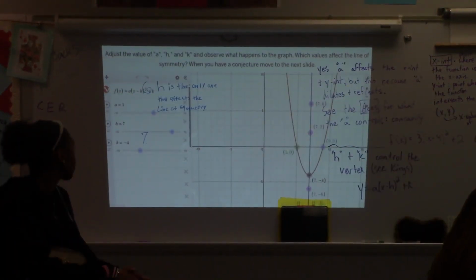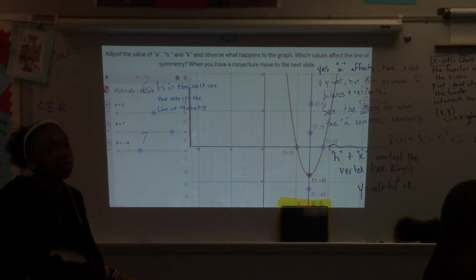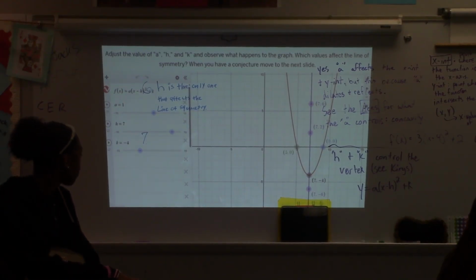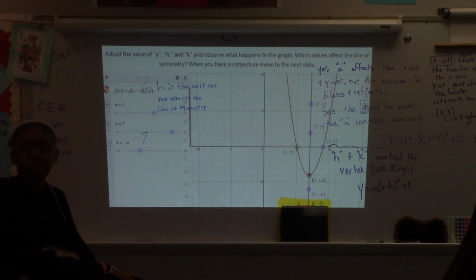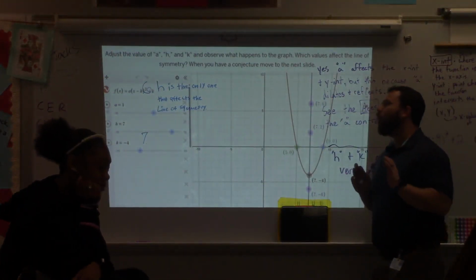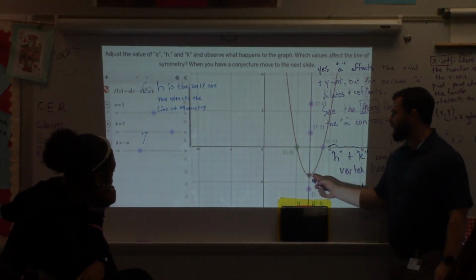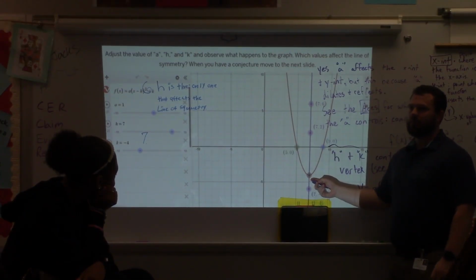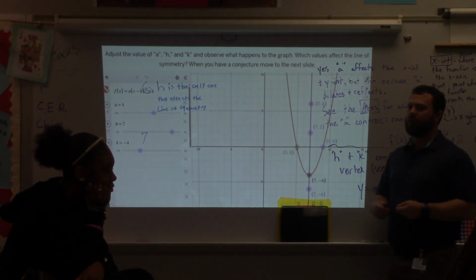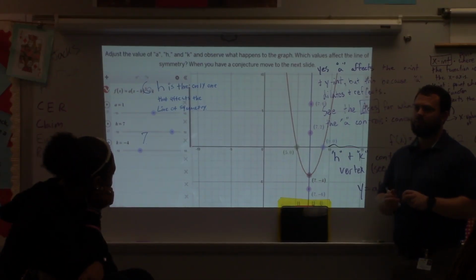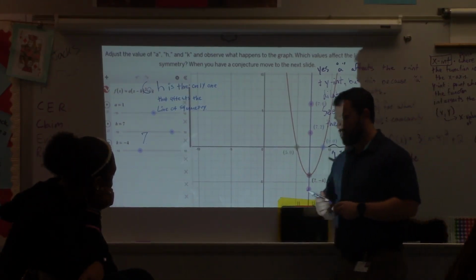Now, I want to be careful with our language, okay? What a lot of us said was H only affects the line of symmetry, and that's not quite right because H also affected the vertex, didn't it? Yes. So, how do we need to restate what you said? So H affects the vertex and the line of symmetry.